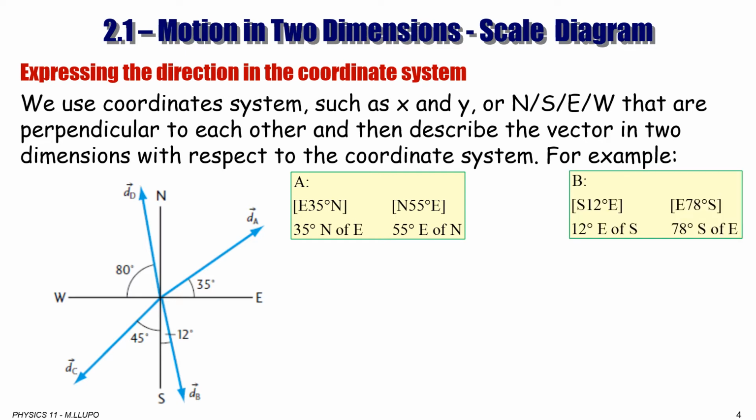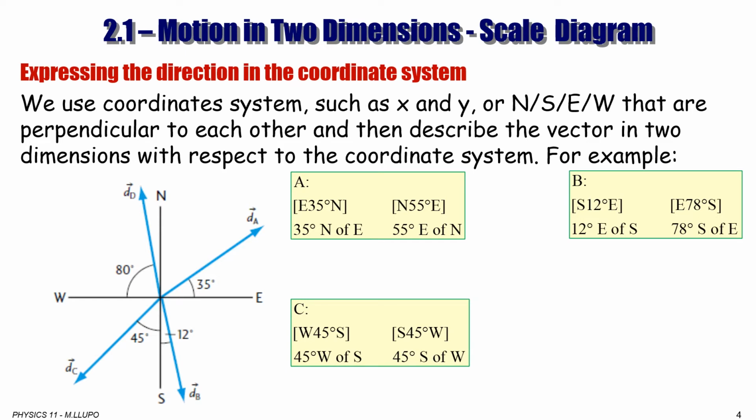any way that is given to you, you should be able to draw a vector. For example, vector B. Vector B starts from south, 12 degree. So we can write it south 12 degree toward east. However, what if we start from east? So it's 90 degree minus 12 is 78. So we can say east 78 degree toward south, or 12 degree east of south, or 78 degree south of east.